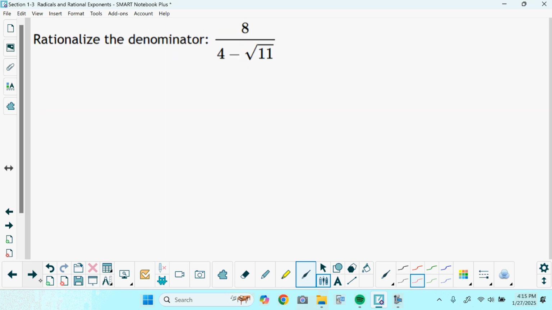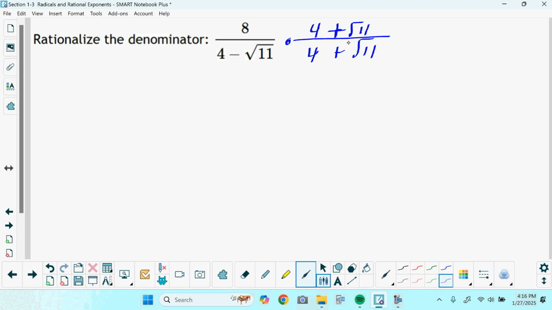Now, the last one for section 1.3, radicals and rational exponents, is rationalizing not just a monomial, just one thing. We're going to do a binomial. What we're going to use is called the conjugate. We're going to rationalize using the conjugate, so we multiply by the conjugate.